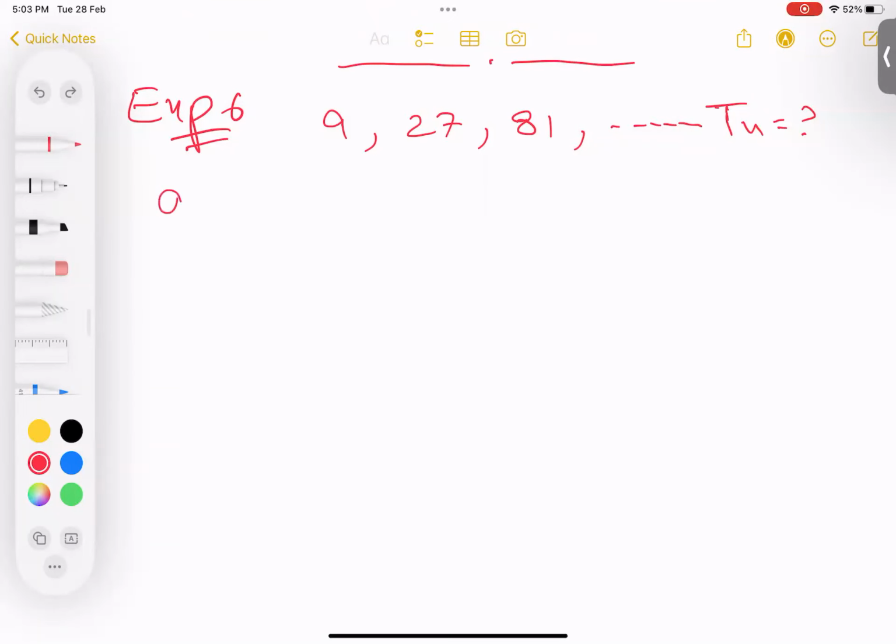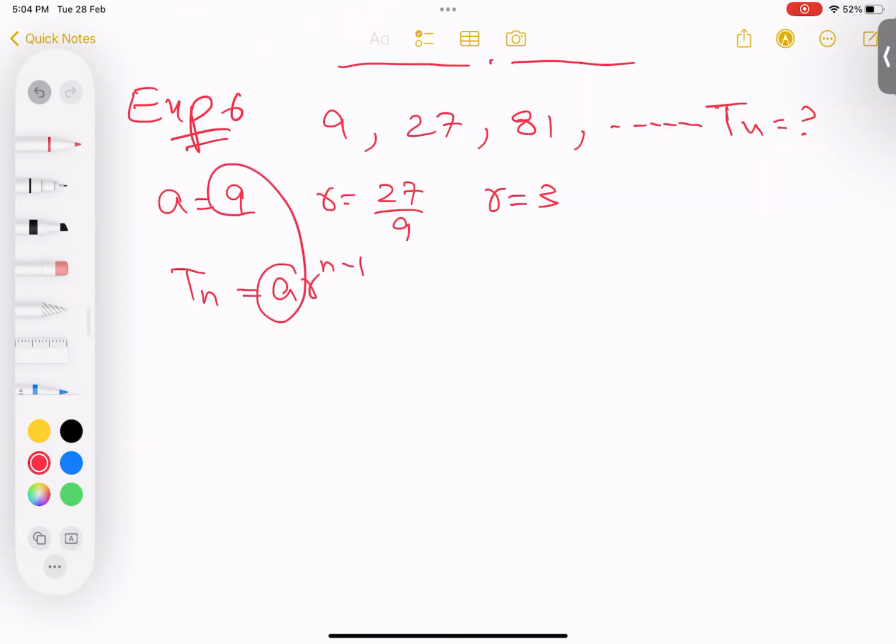Bismillah ar-Rahman ar-Rahim. What is the first term? All can see 9. What is the common ratio? I can say second term divided by first term, or third term divided by second term. I can do any, but I'm dividing 27 by 9, and I got 3, since 9 threes are 27. So the nth term formula for GP is Tn equal to a r to the power n minus 1. The a value is 9, I'm copying it as it is, and the common ratio is 3, and the power n minus 1.